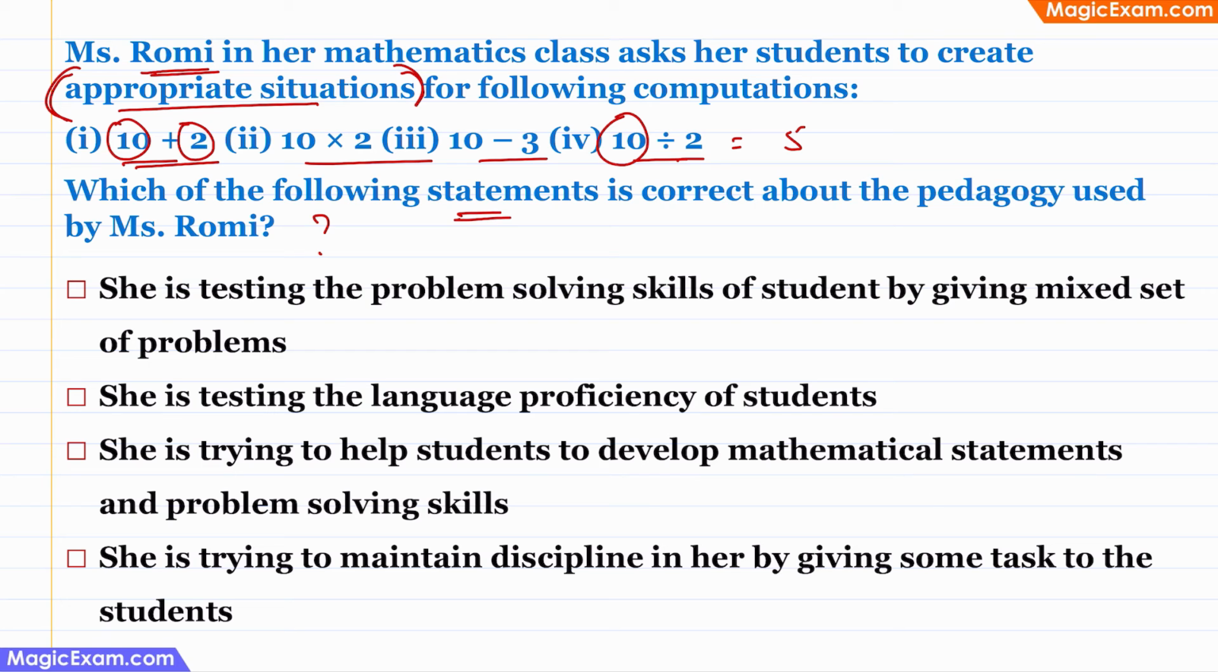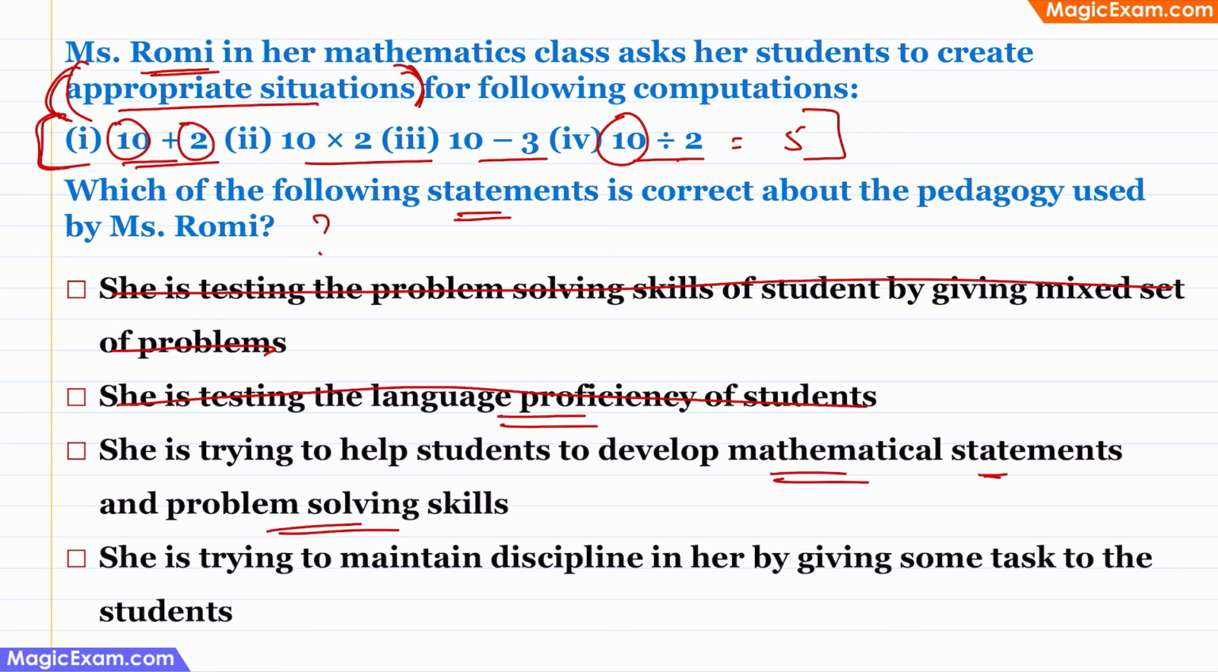The first one says she is testing the problem solving skills of students by giving mixed set of problems. Now she is not asking them to solve these problems, right? So this is incorrect. Next, she is testing the language proficiency of the students. This is also incorrect because she is not testing how well they can write a story. She is trying to see if they can use these mathematical statements and create a situation for that. So she is not testing their language.